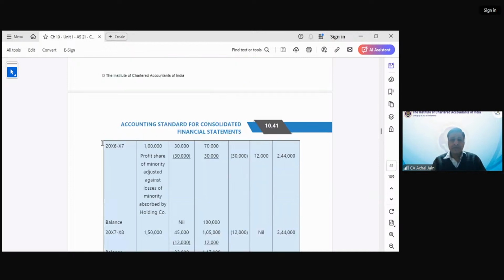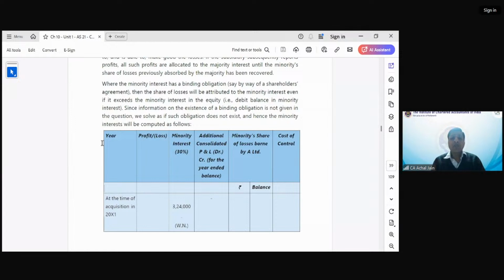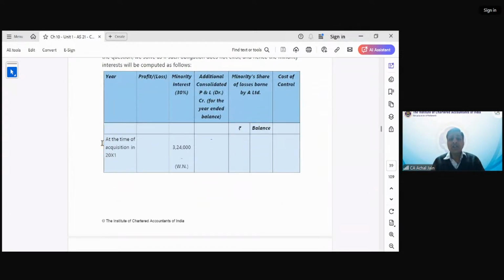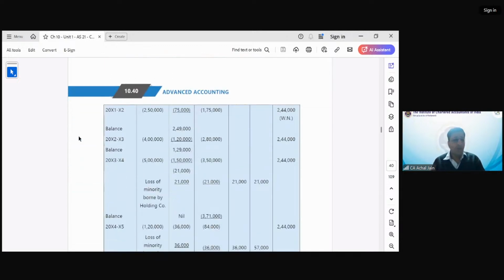Okay. Now let's move further. So you will plot these numbers in this table. So this is a table that we are trying to create. So on the date of acquisition, minority interest is 3,24,000 and you can give the reference of working. Okay. Then as we move further, what do you have?